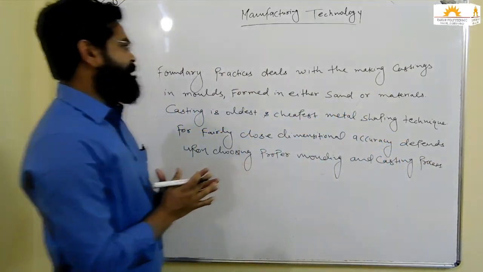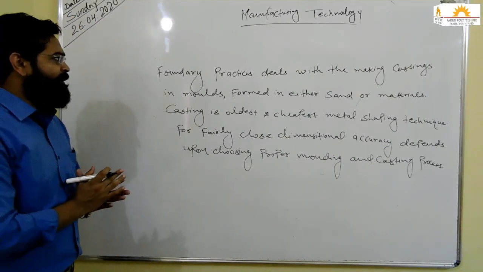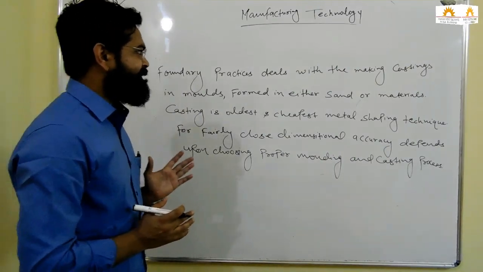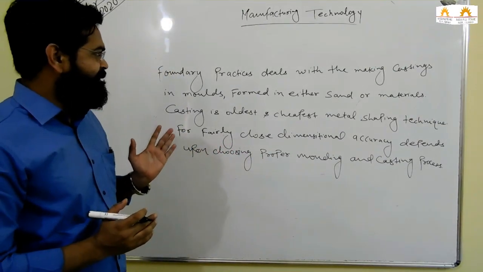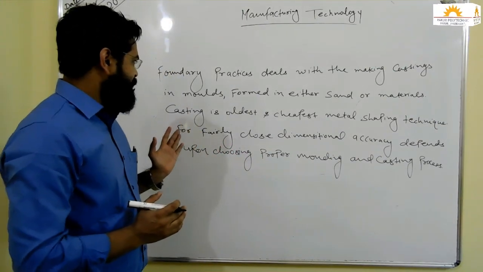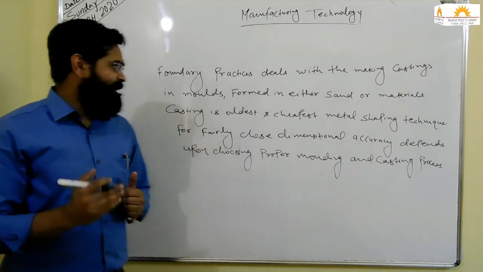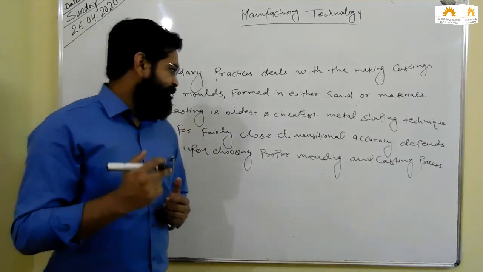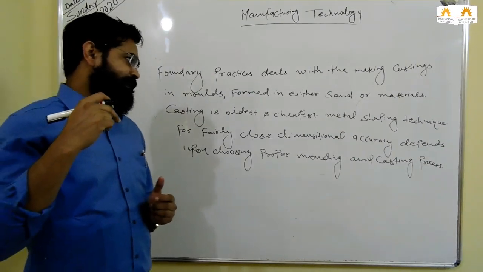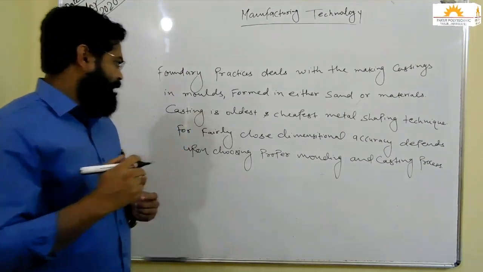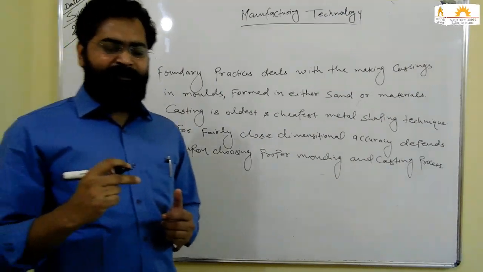So what is foundry actually? Foundry practices deals with the making of castings in molds formed in either sand or metal. Casting is the oldest and cheapest metal shaping technique for fairly close dimensional accuracy. Things depend upon choosing the proper molding and casting process.